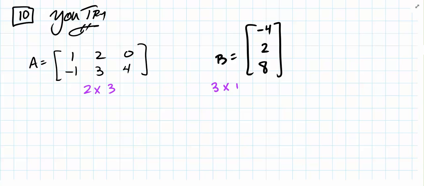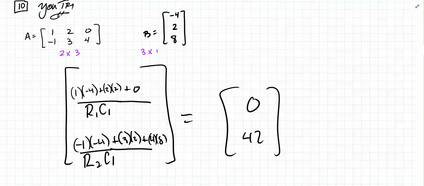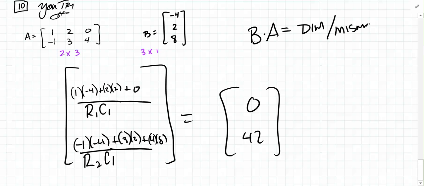Now, what would happen if in the calculator you multiplied B times A? What would show up? Not the same thing. You would get a dimensional mismatch. The calculator is going to say a dimensional mismatch because if I switch these around, I would be taking a 3 by 1 times a 2 by 3, and those numbers do not match up.